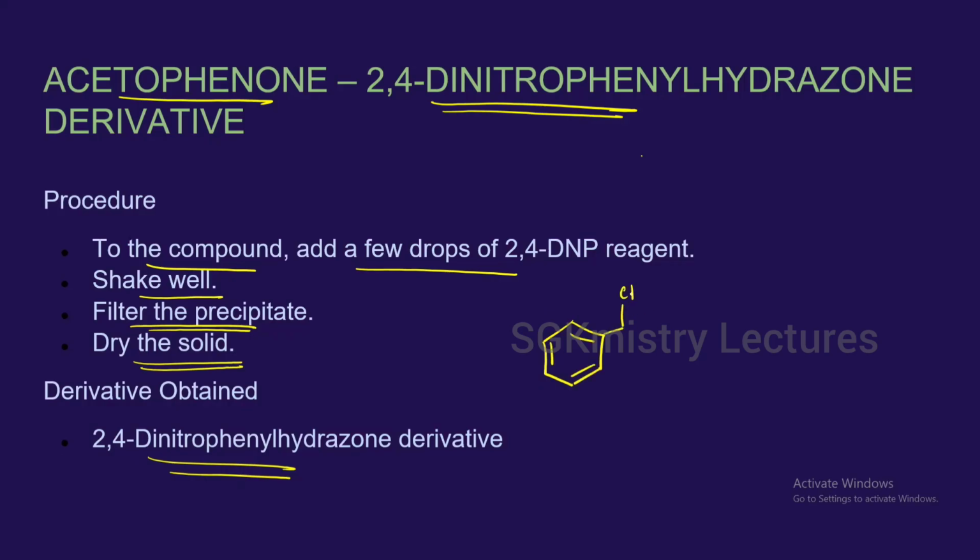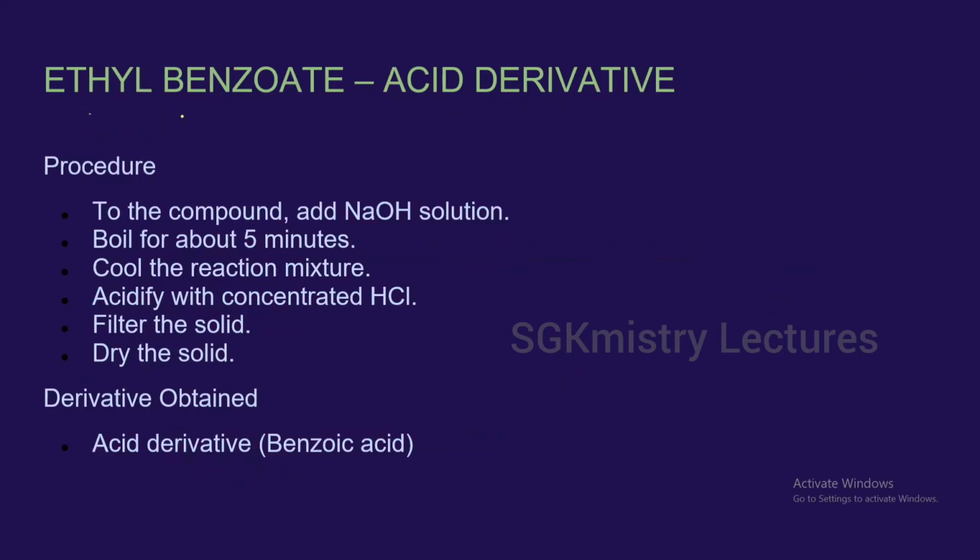There is one CH3 group that is present here. So now there will be a double bond here. Again, the other structure remains the same, right? So in the second position, there is a nitro group, and in the fourth position, there is one more nitro group, right? So suppose now the given compound is ethyl benzoate.